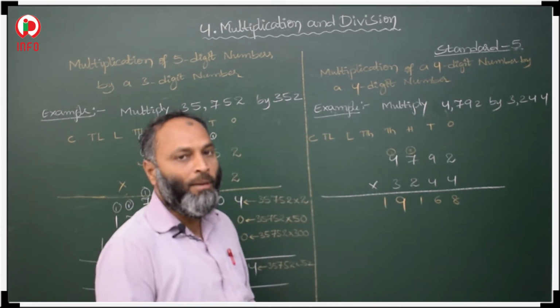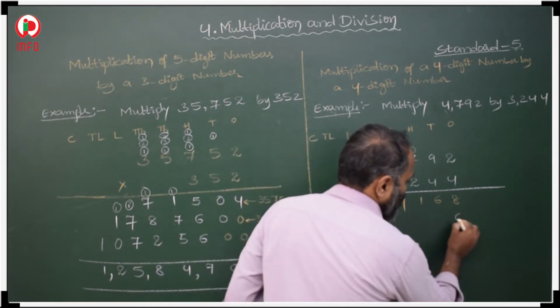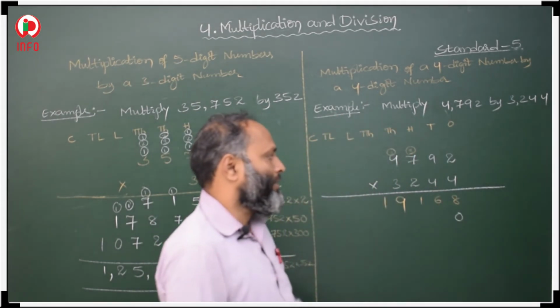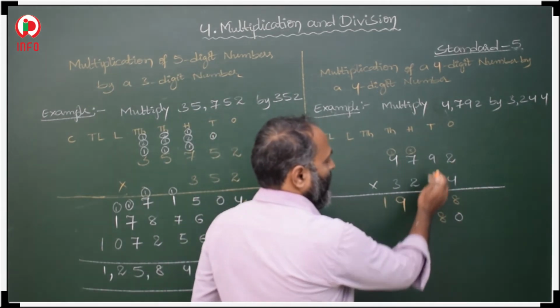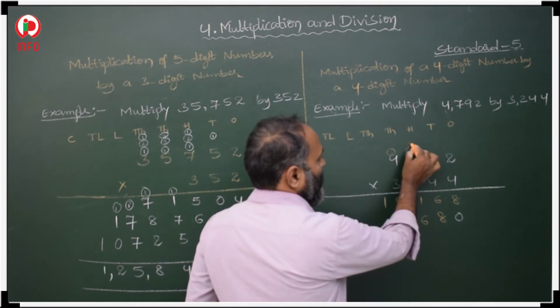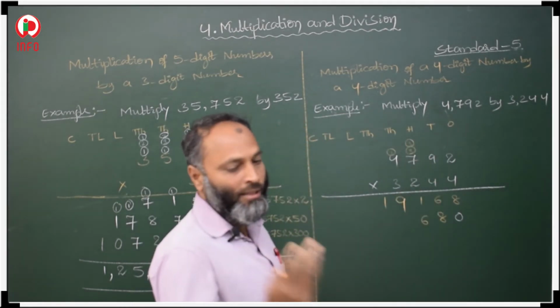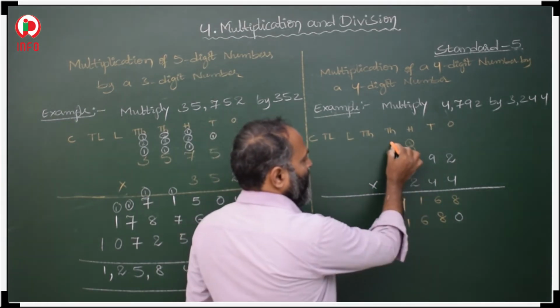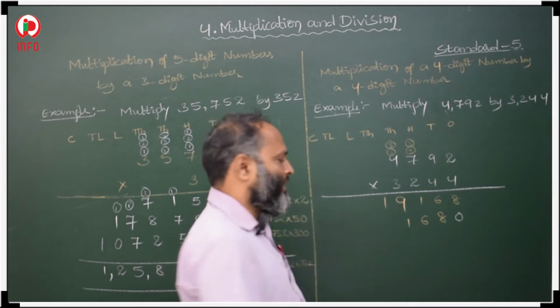Then again we have to multiply with 4. This 4 is in the hundreds place. First we have to take 1 zero. Then you start multiplication. 4 twos are 8. 4 nines are 36 and 3 carried here. 4 sevens are 28, 29, 30, 31. So 1 and 3. 4 fours are 16, 17, 18, 19.